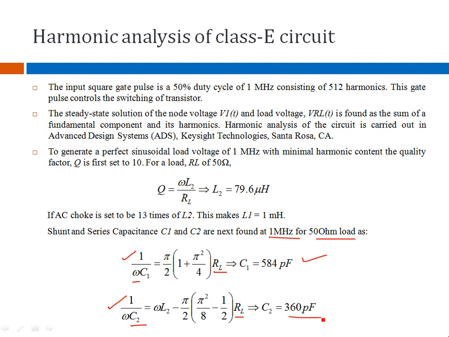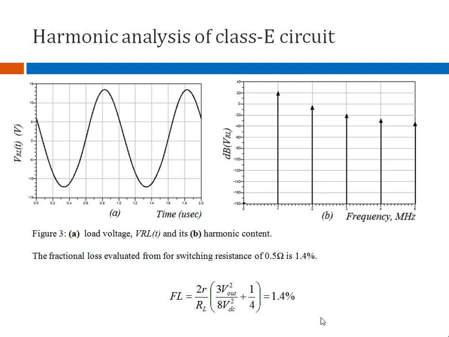So the idea behind showing this example is to illustrate that the lumped components of the class E amplifier can be found in terms of the design load at a particular frequency. Now, you see this, if you set a very high Q, you can have a nice tonal signal like this, which has a large dynamic range. You see the second harmonic is about 25 dB down from the fundamental component of 1 MHz at which the amplifier is designed. And the fractional loss for a 50 ohm load, with the switching resistance set to 0.5, is only 1.4%. So it's a highly efficient amplifier.